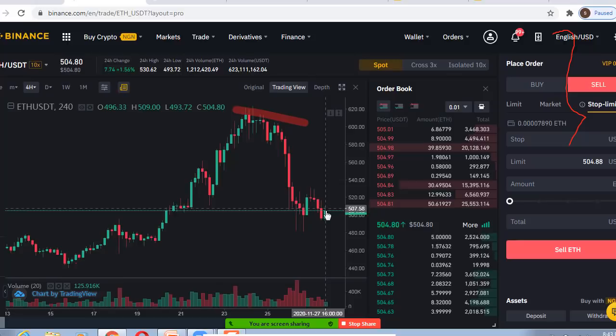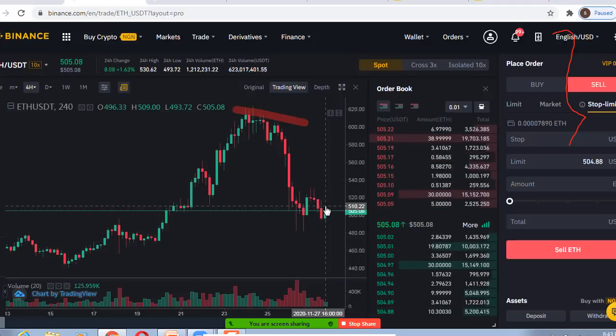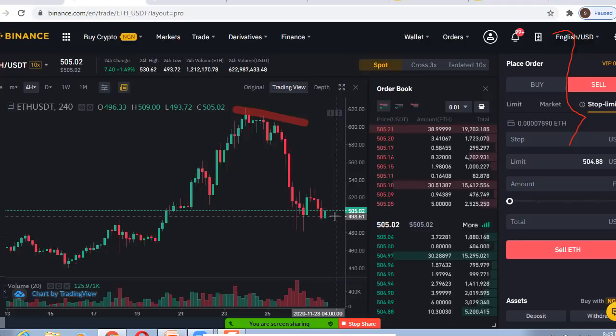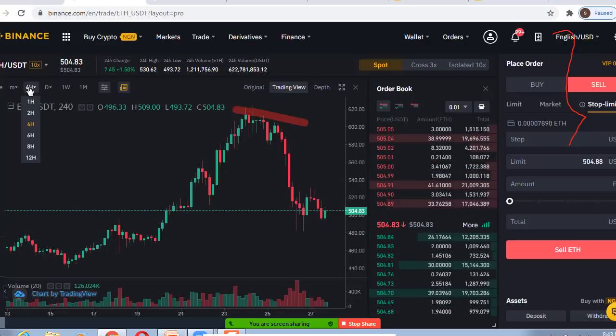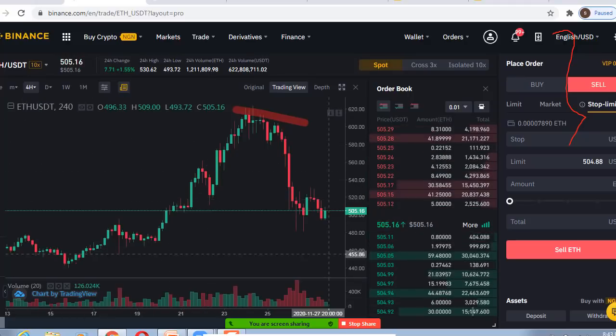But look at this candlestick. If it closes above this, these are critical technical analysis. If it closes above this, buy Ethereum. If it does not, don't. Let's wait for the next candle to form and close as well. What time frame is that? This is H4. Are you seeing it? Okay, thank you all.